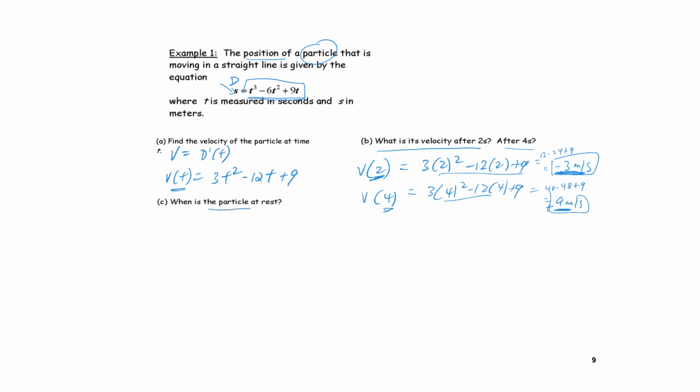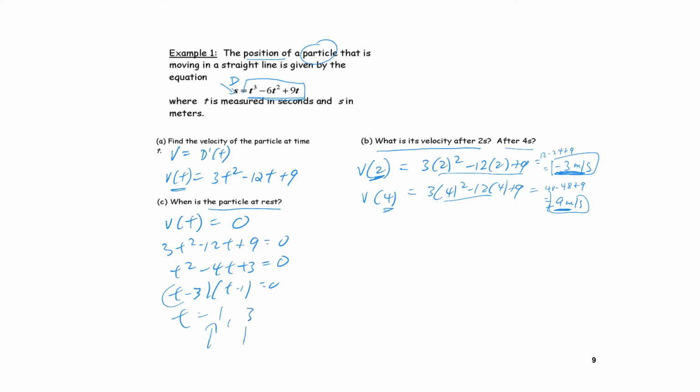When the particle is at rest, resting means not moving, or your speed is 0. In other words, you want to take your velocity function and set it equal to 0. All you have to do is use the quadratic formula or factor, and you end up getting the following. I'm just going to reduce everything, divide everything by 3. I end up getting this, and when I factor this, I end up getting two things. So t is equal to 1 and 3. Basically at 1 second and 3 seconds, you're not moving at that second.